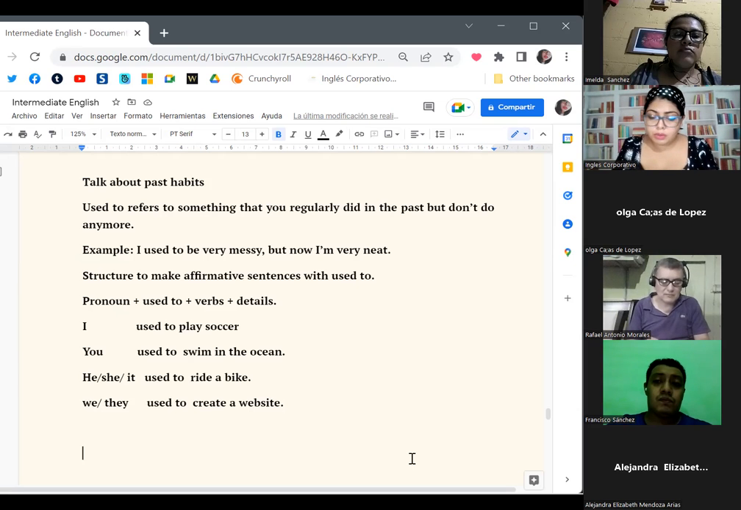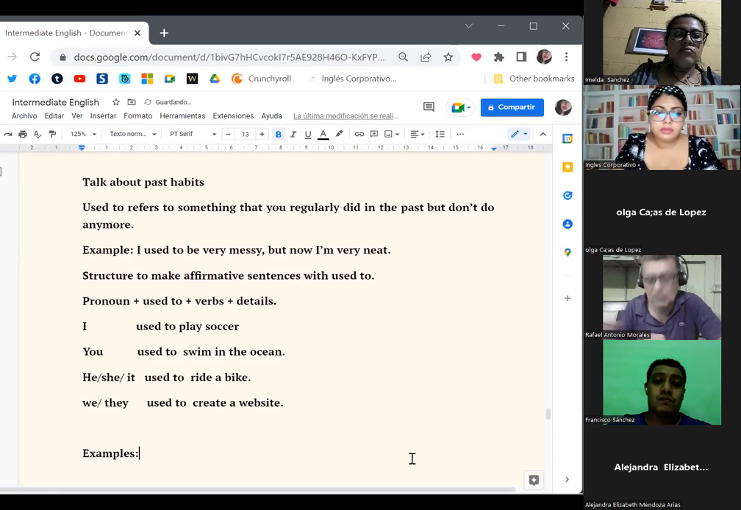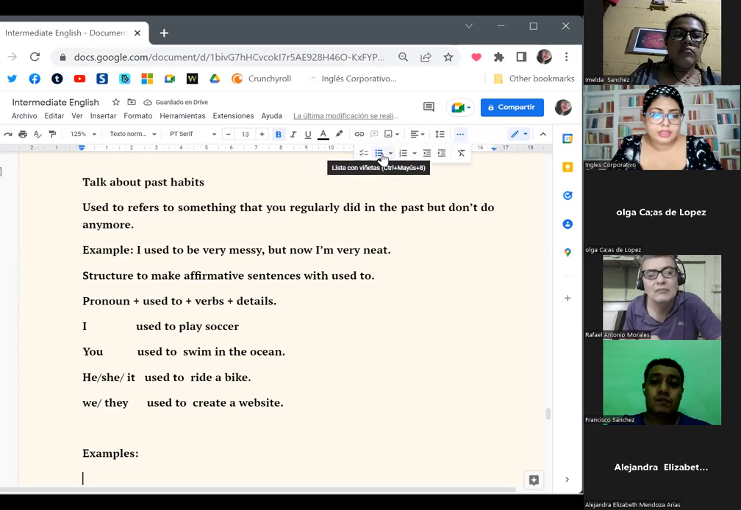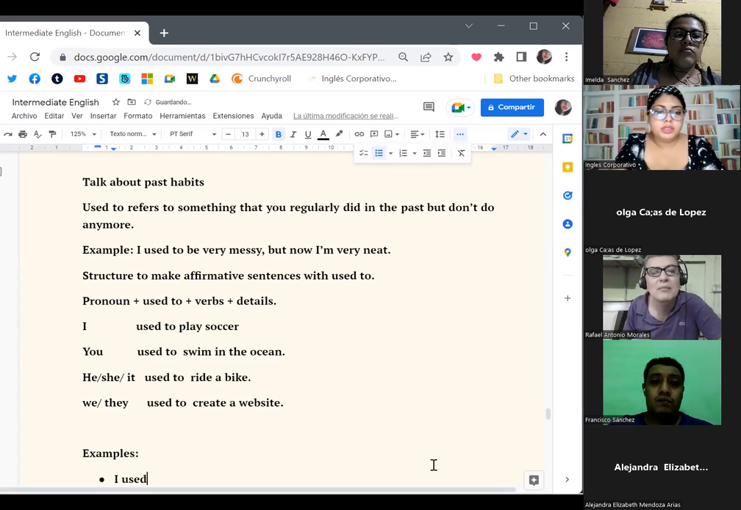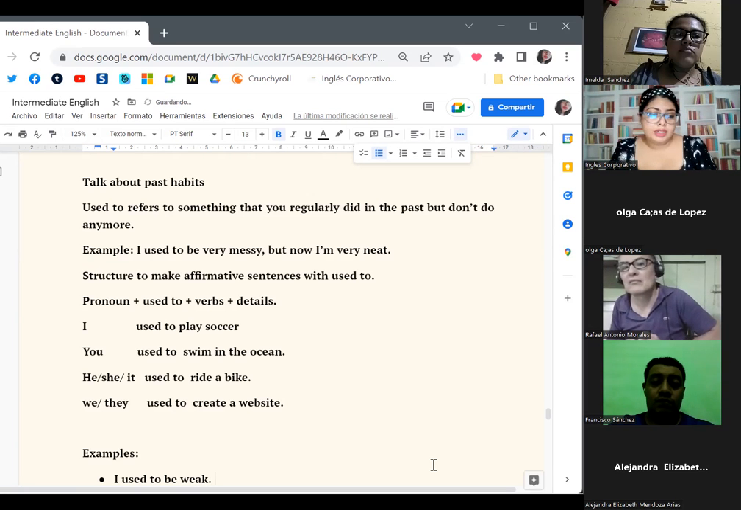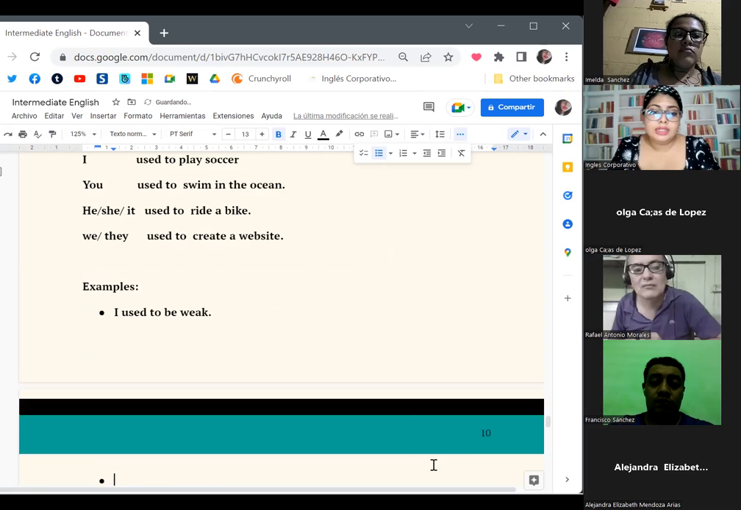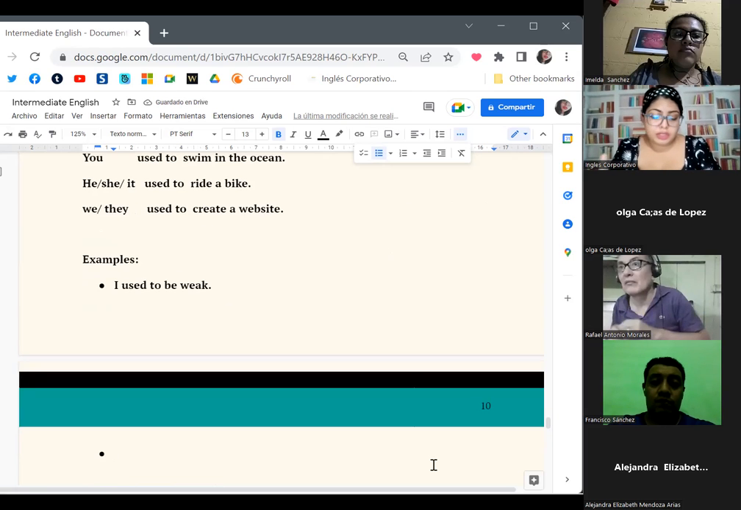So we are going to continue with this part of the affirmative sentences using this structure. We have the following examples. The first one: I used to be weak. I used to be weak. Solía ser débil. That is the translation into Spanish.